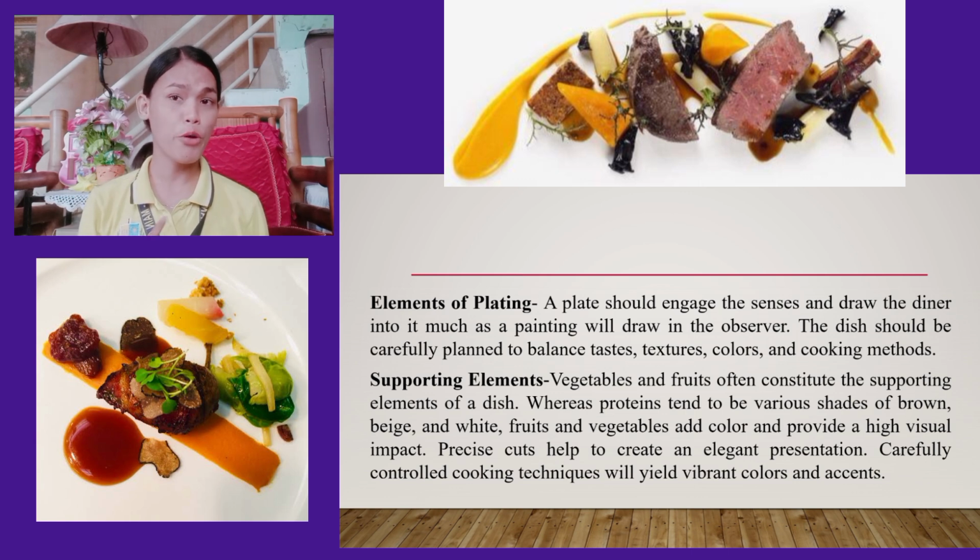So second is supporting elements. Vegetables and fruits often constitute the supporting elements of a dish, whereas proteins tend to be various shades of brown, beige, and white. Fruits and vegetables add color and provide a high-quality visual impact. Precise cuts help to create an elegant presentation, and carefully controlled cooking techniques will yield vibrant colors and accents.